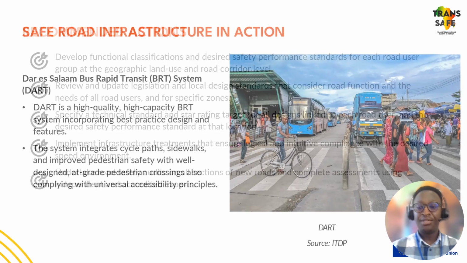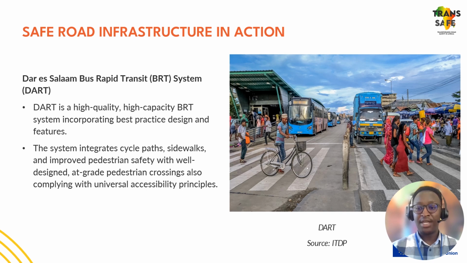Dar es Salaam Bus Rapid Transit, also known as DART, is a good example of safe road infrastructure. This BRT is planned, designed, built, and operated to support multimodal transport. The system is integrated with cycle paths, sidewalks, and improved pedestrian safety with well-designed at-grade pedestrian crossings, also complying with universal accessibility principles. The road infrastructure also includes segregation of different modes of traffic, median separation of motorist traffic, and safe intersection design.